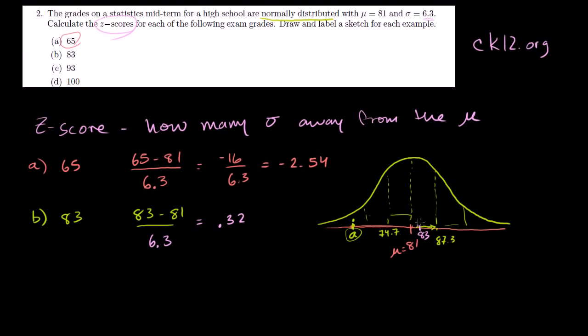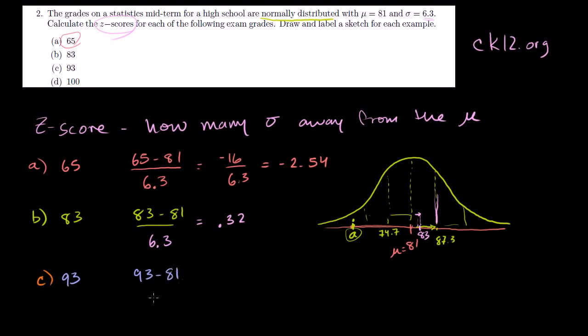And so it would be roughly 1/3 of the standard deviation along the way, right? Because this was one whole standard deviation. So we're 0.3 of a standard deviation above the mean. Choice number C, or not choice, part C, I guess I should call it. 93. Well, we do the same exercise.